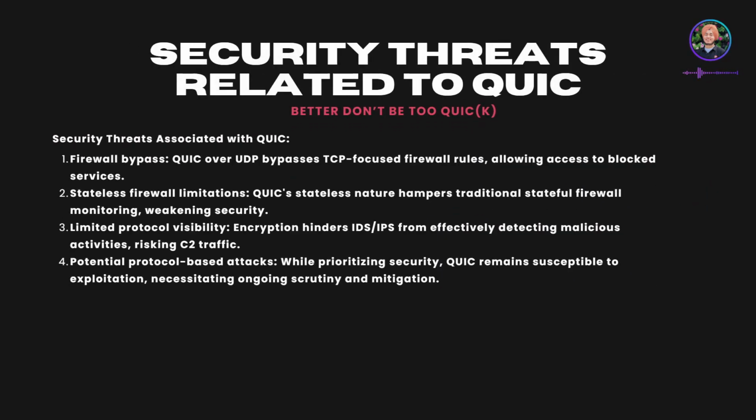Let's now talk about the security threats related to QUIC. There is a quote: better don't be too quick. The first security threat is firewall bypass. As QUIC operates over UDP, which is often less restricted than TCP in many network environments, it can bypass traditional firewall rules that focus on TCP traffic. This allows a client to access services that might otherwise be blocked, creating a potential security loophole.